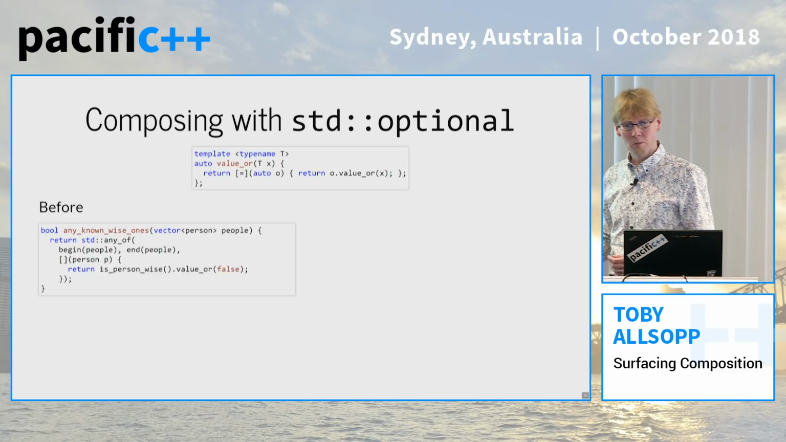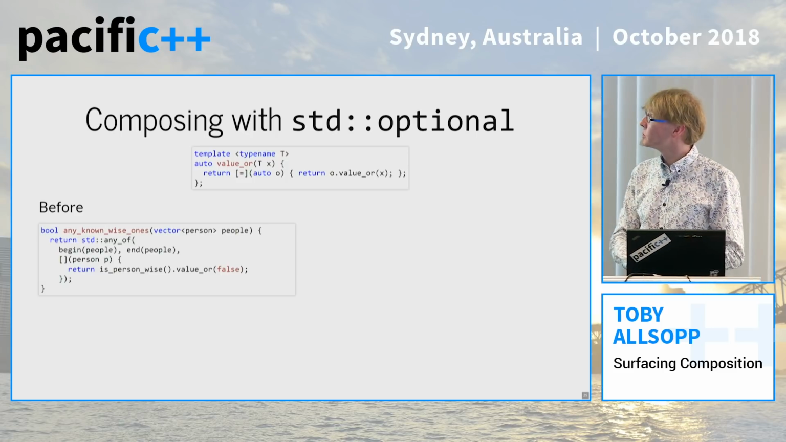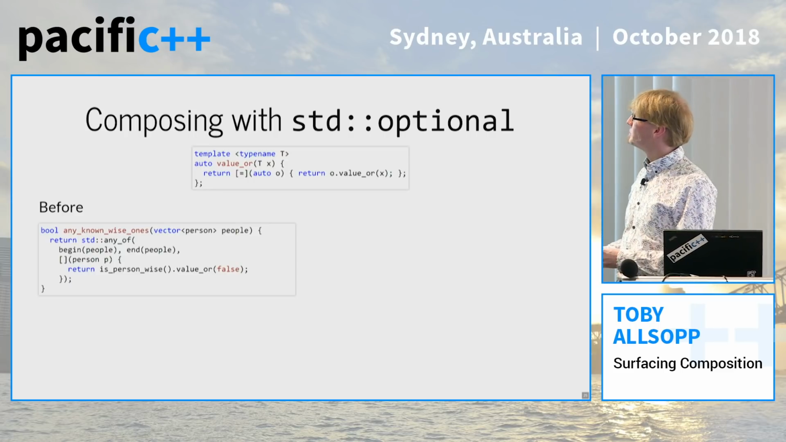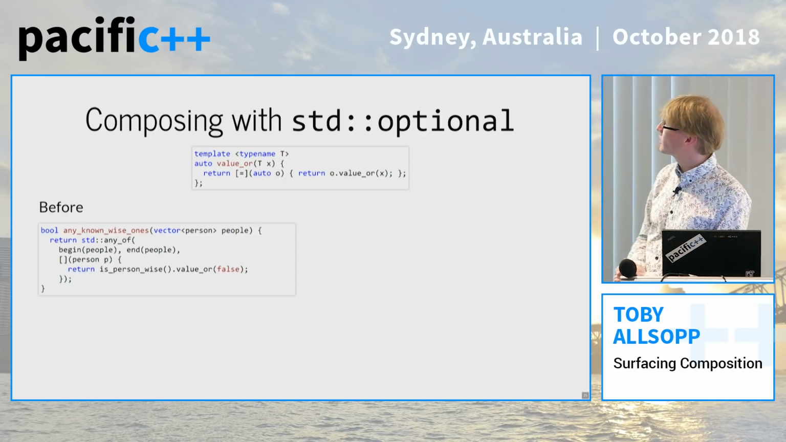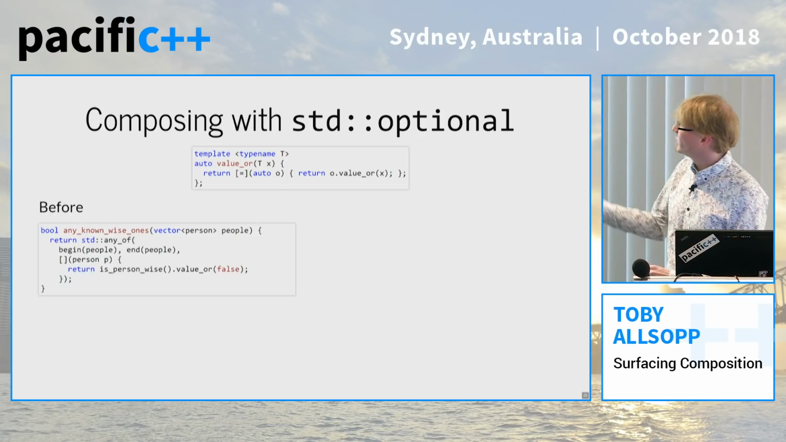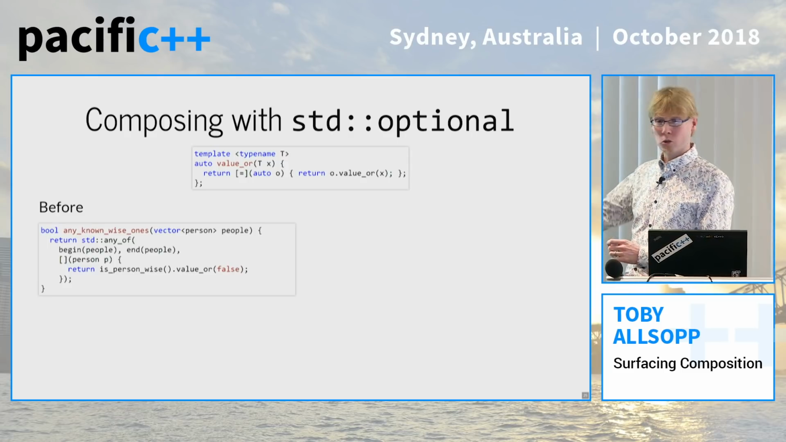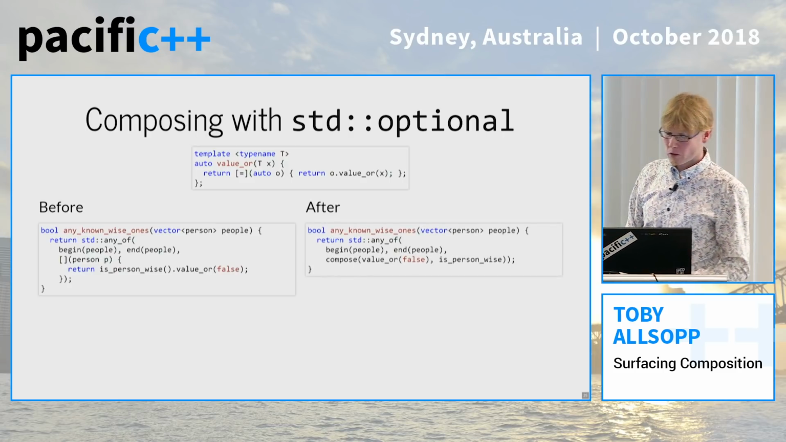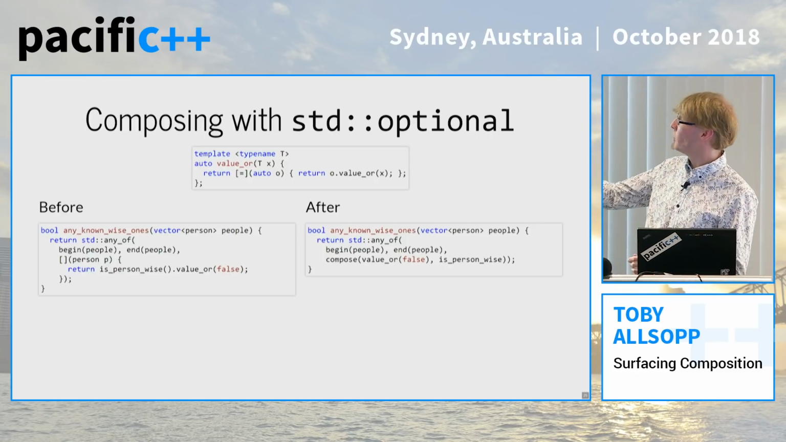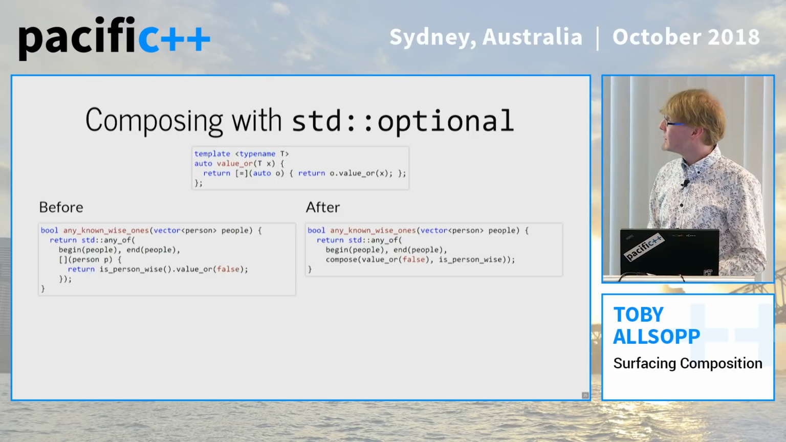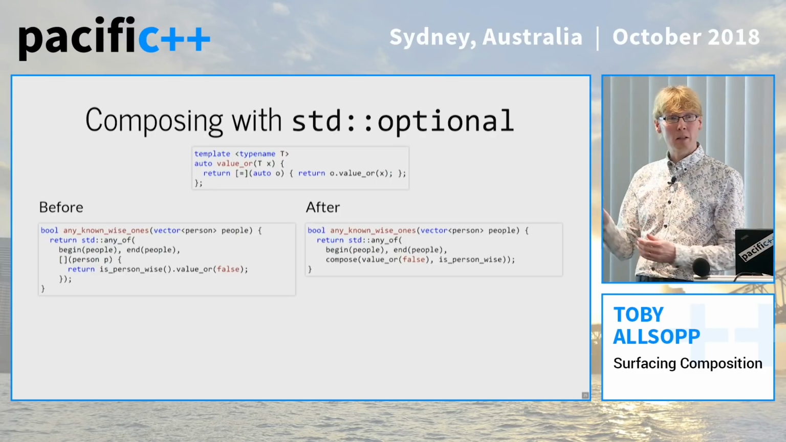explicit function composition by pulling out this value or member function into a free function. And this is not just any old free function. This is a higher order function. So this value or function takes a default value, and then returns us a function that, when given an optional, will call value or on the optional. So then we can transform that code on the left into just a composition. We can compose value or false with is person wise, and that calls out the essence, at least mathematically, of what we're trying to do here.